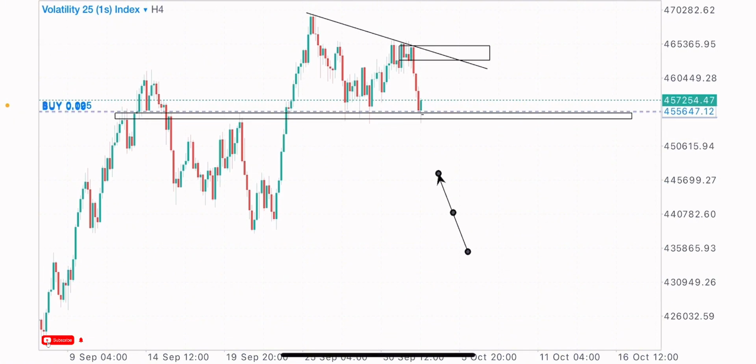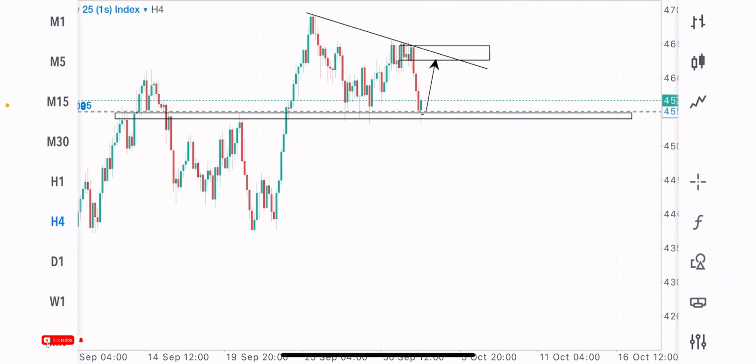So I was expecting price to push to the upside to come test this bearish order block, right, for the sells in the coming days and hours. I'm expecting a move of this kind, a move to the upside, to come test this bearish order block so you can short from it.